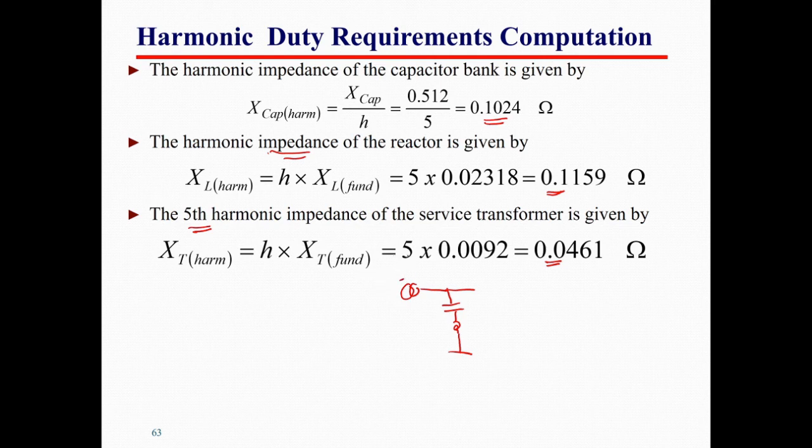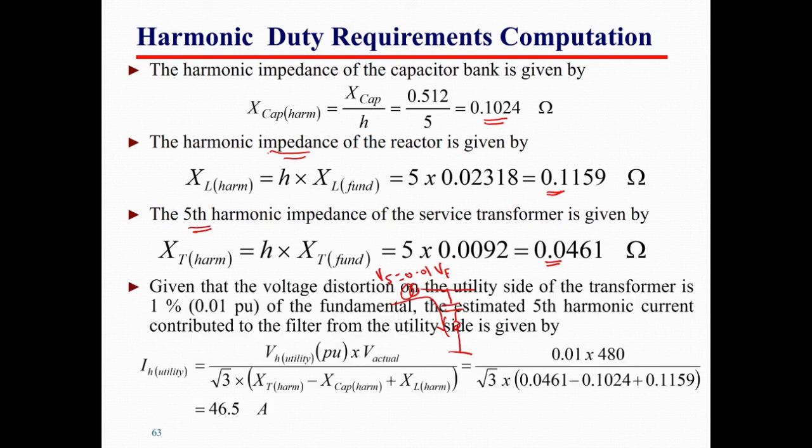So over here, we said the fifth harmonic of the voltage times the fundamental. That fifth harmonic voltage will also create a current, right? That current will flow through the transformer, through the capacitor, and through the inductor. And that we call the harmonic current that comes from the source, which is written over here.